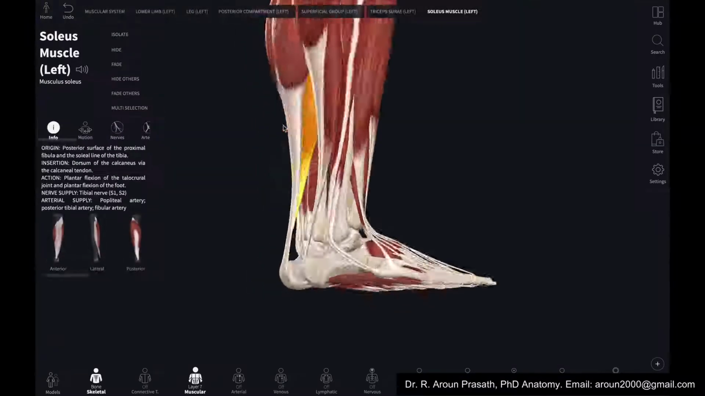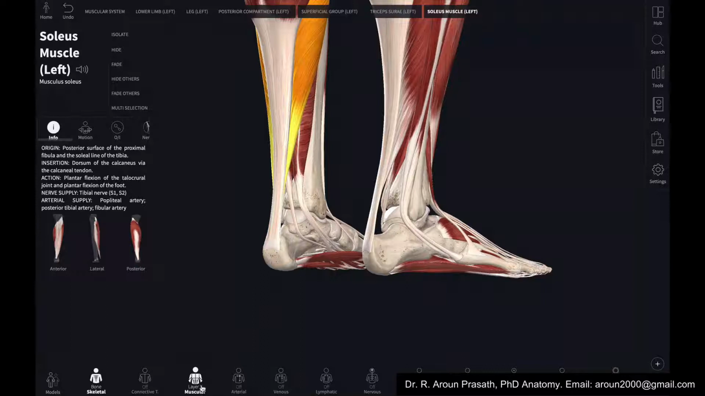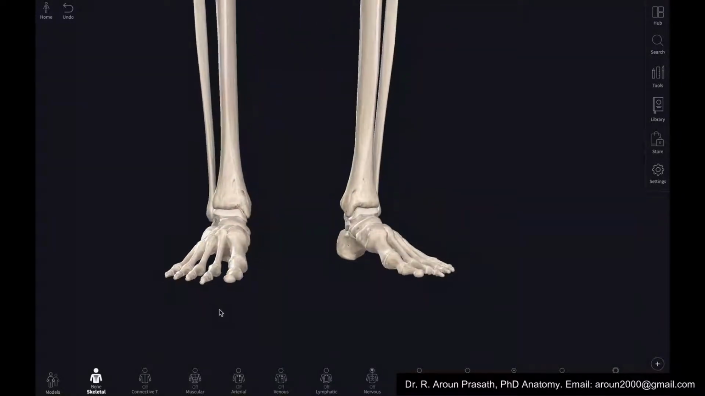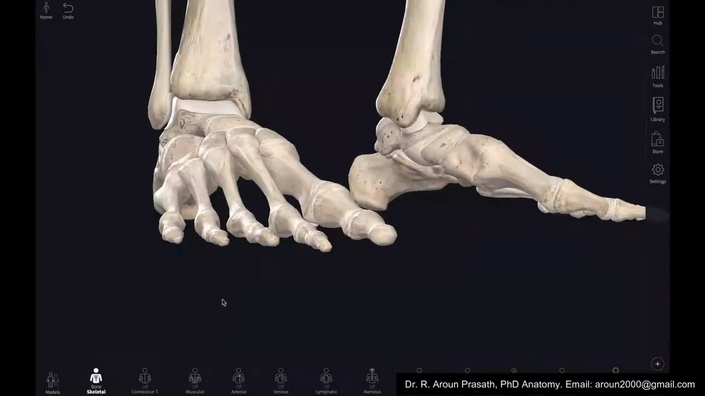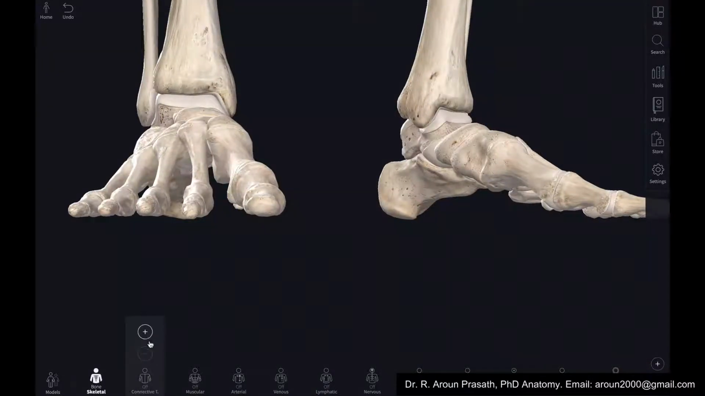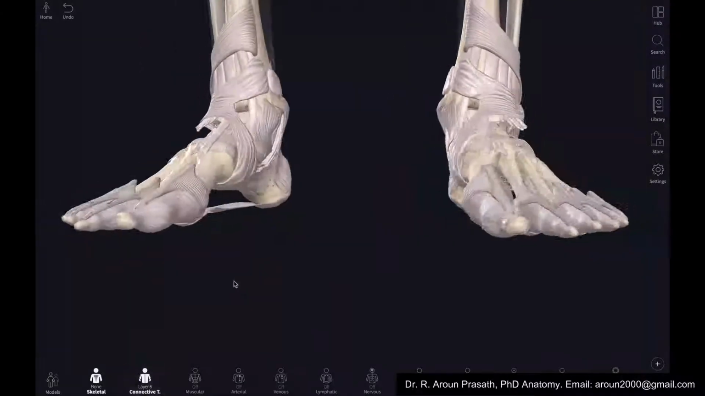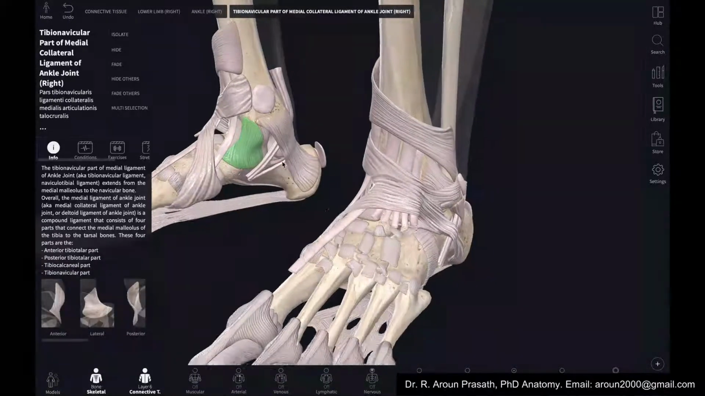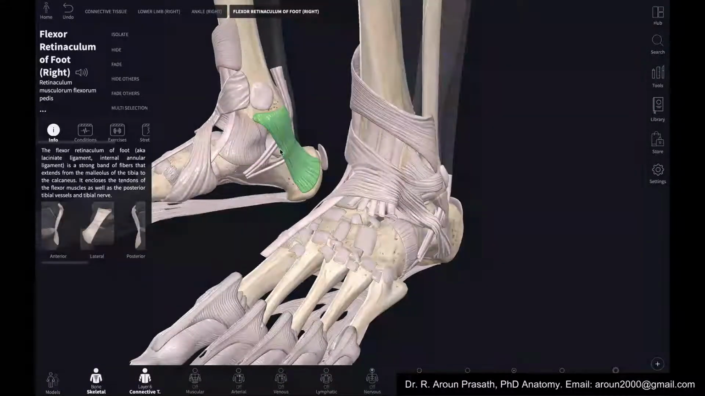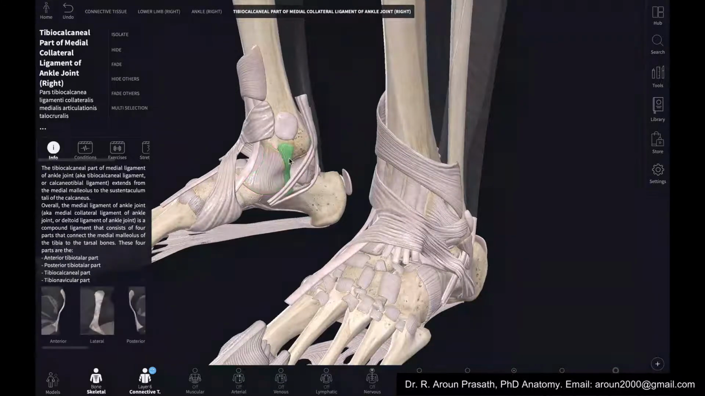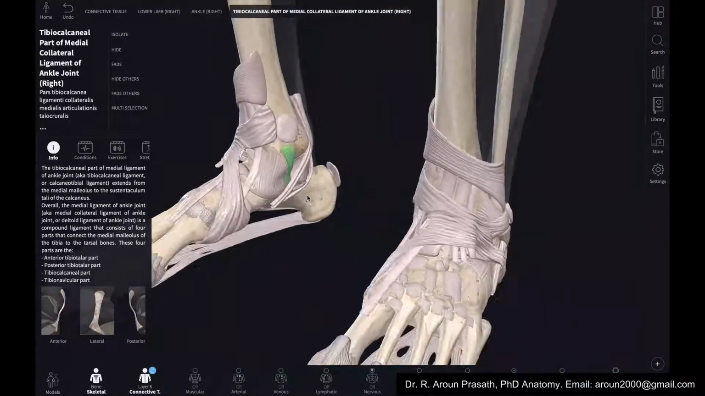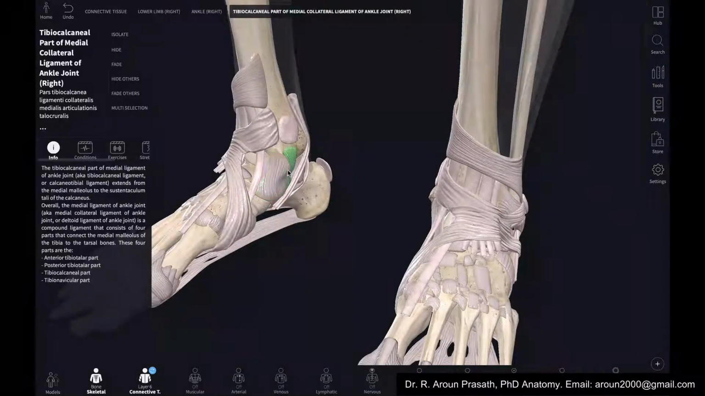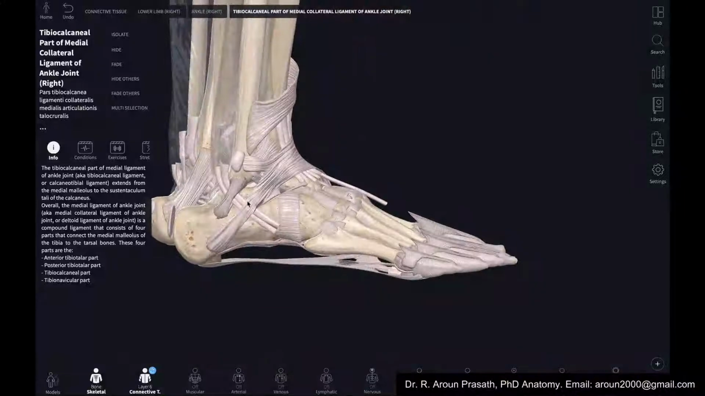Okay, now let us discuss the ligaments that are present in the ankle joint. As I told you, the ankle is an example of a hinge joint, and it should have collateral ligaments. So on the medial side, you have the medial collateral ligaments. This is the tibiocalcaneal part of the medial collateral ligament. Both these are the medial collateral ligament, and this is a lateral collateral ligament.